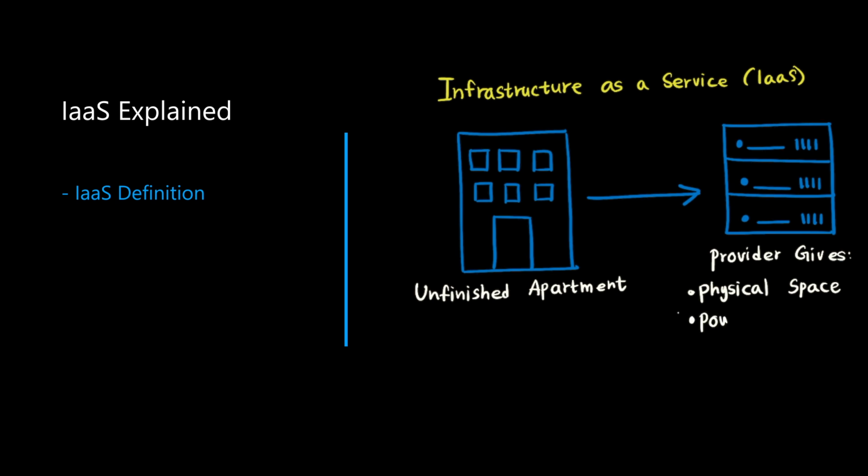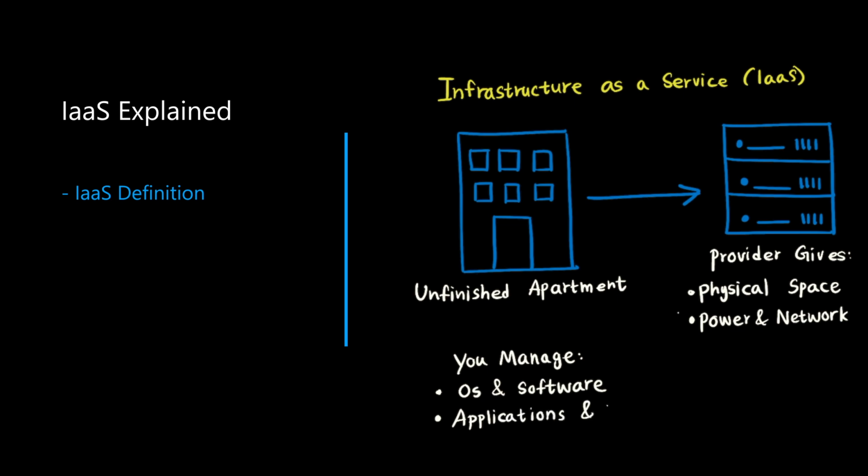Popular examples include Amazon Web Services EC2, Microsoft Azure Virtual Machines, and Google Compute Engine. Organizations often choose IaaS when they need maximum control over their environment and want to lift and shift existing applications to the cloud without modification, or require specific operating system configurations that aren't available in higher-level service models.